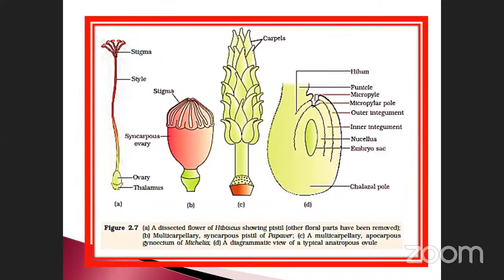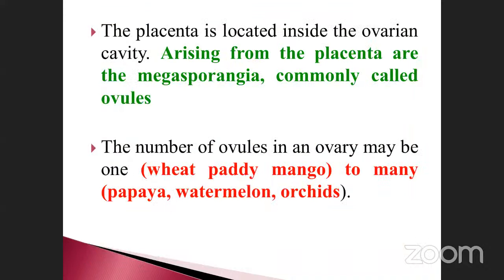Here the stigma is also given. See the second one, stigma like this. It is a united one, otherwise called multicarpellary syncarpous. So this one is also another one. This one is called multicarpellary apocarpous gynoecium. Michelia is an example of this. The last one is the structure of ovule. What are the parts present in it? We will see in the next slide.